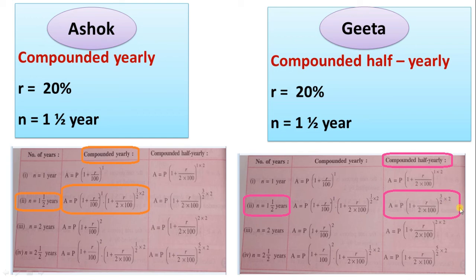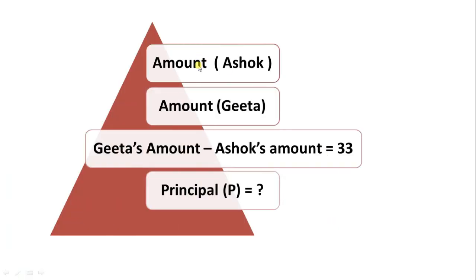So in the next step, we need to calculate the amount which Ashok is going to receive and the amount which Geeta is going to receive, and its difference will be equal to rupees 33. By equating its difference to 33, we can find the principal amount which is invested by Ashok and Geeta.